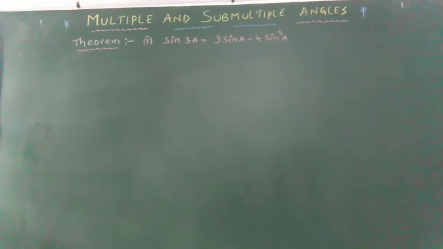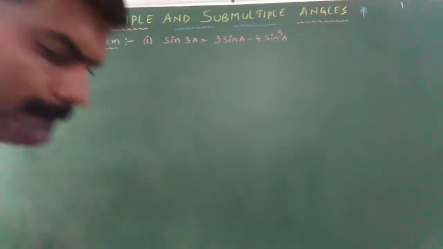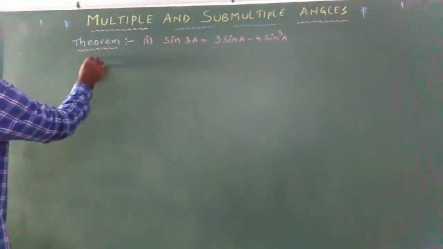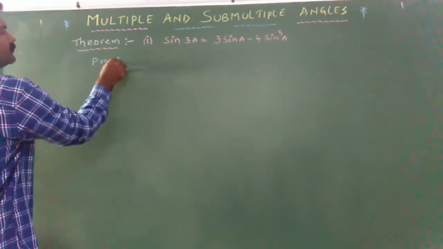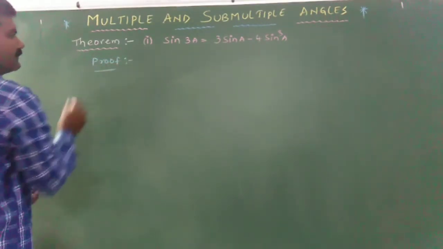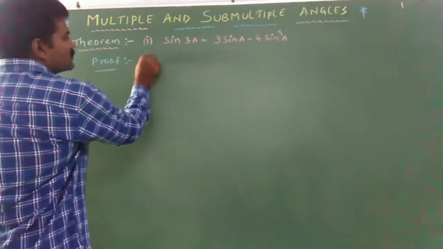So coming to the next theorem, we are going to derive the formula for sin 3a. You know, sin 3a is equals to 3 sin a minus 4 sin cube a. So let us see how to prove this. So proof. So sin 3a.